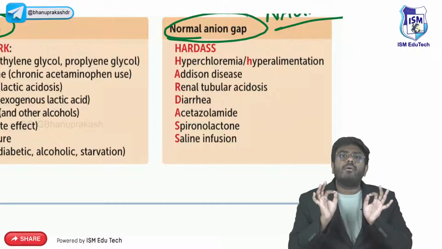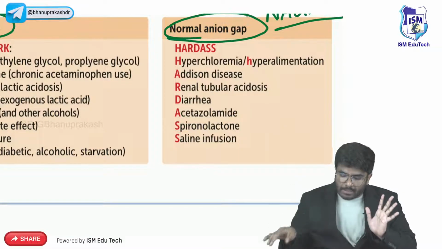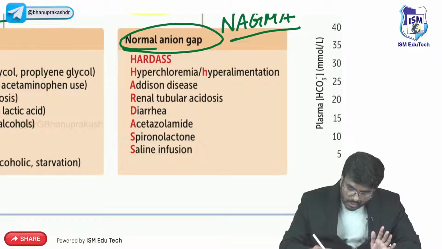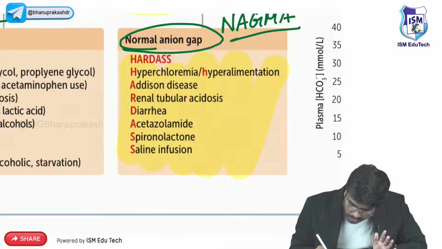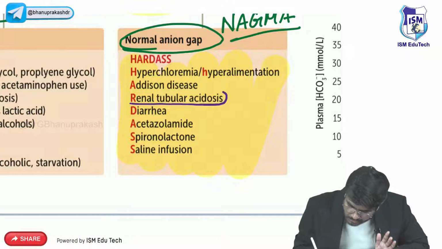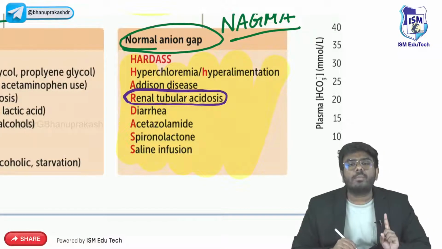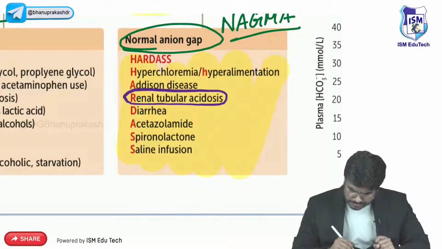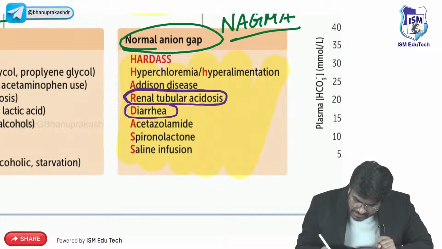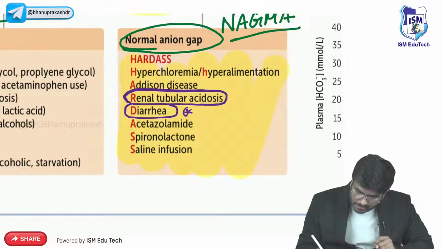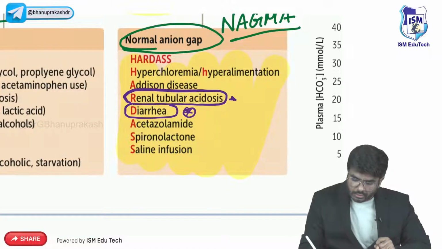Remember these examples. These examples are ultimate. So what are the examples of normal anion gap acidosis? Especially here I want you to know renal tubular acidosis. In your medicine you would have studied, sir, RTA, renal tubular acidosis, is an example of normal anion gap acidosis. If the patient is suffering with diarrhea or vomiting, he will have normal anion gap acidosis. At least these two I want you to know.